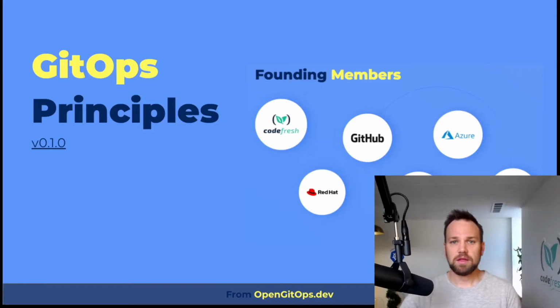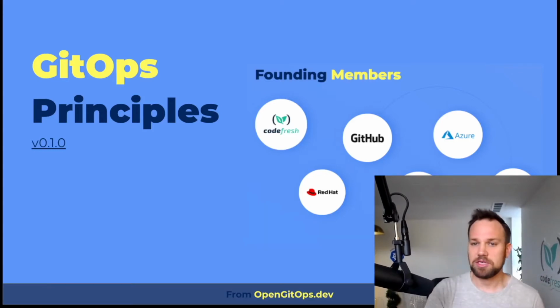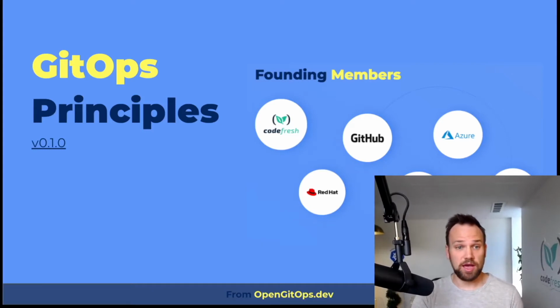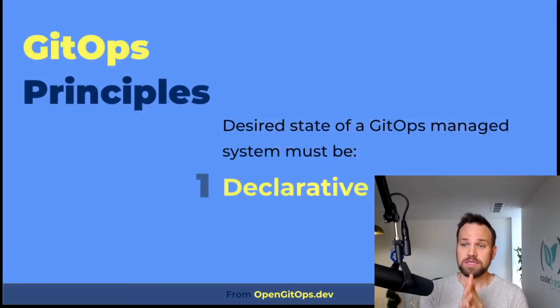So let's not belabor that too long. Let's get into what GitOps is. It basically describes the principles under which a system should be operated. So every principle is essentially describing the desired state and then how that's going to operate with the system.